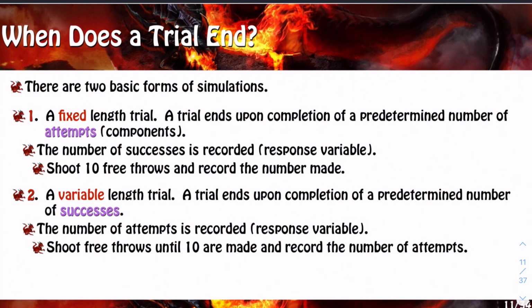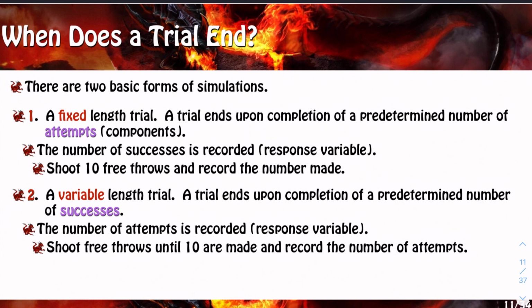So there are 2 basic forms of simulations. 1, there's a fixed length trial. So a trial ends upon completion of a predetermined number of attempts. Think I want to pick 8 students at random. The number of successes is recorded. Here's another example. Shoot 10 free throws and record the number of made. So you can see that the components are made and miss, and we are running 10 total attempts and seeing how many makes and how many misses.